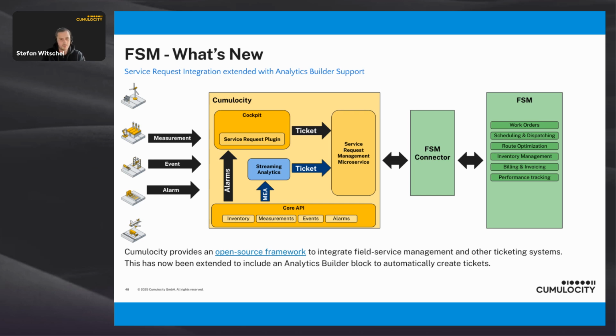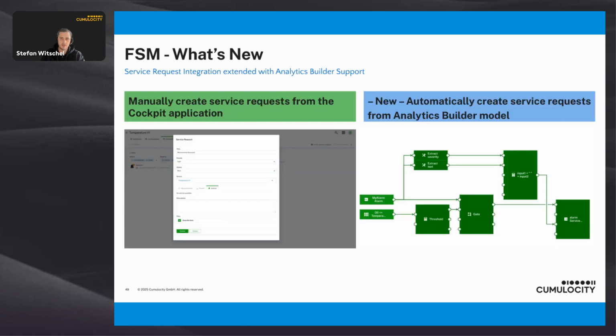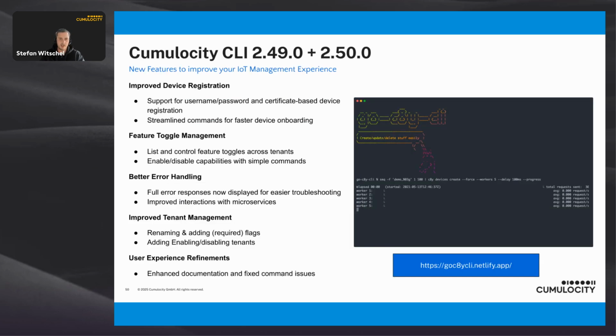The innovation in Q1 was actually that we introduced a new component as analytics builder blocks, which is now also available as open source, and you can use that. So as I said, in the first version you have a plugin in the cockpit where you can manually create the service request. And the new innovation is that you can now do that automatically using analytics builder. On an alarm or on some threshold values, you can automatically create a field service request using the analytics builder blocks. So this was the second innovation I wanted to highlight.